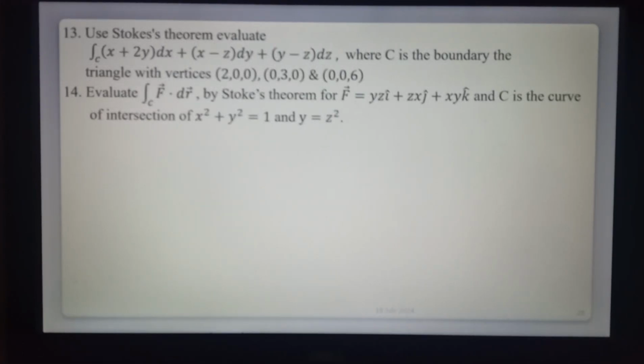the line integral by using Stokes theorem for f bar is equal to yz i plus zx j plus xy k, and C is the curve of intersection of the circle x square plus y square is equal to 1 and y is equal to z square. So you have to find the line integral, which is converted to the surface integral by using Stokes theorem. Okay.